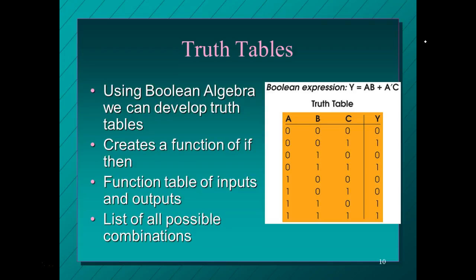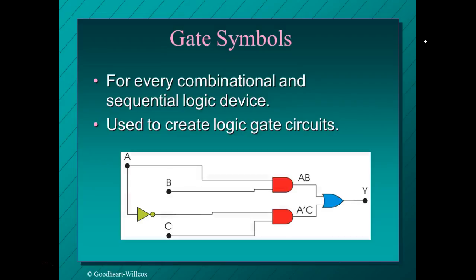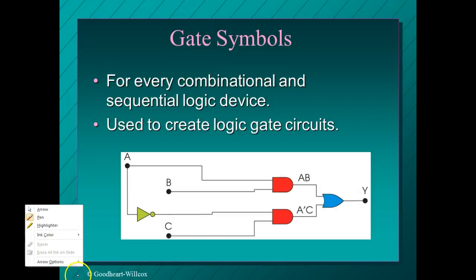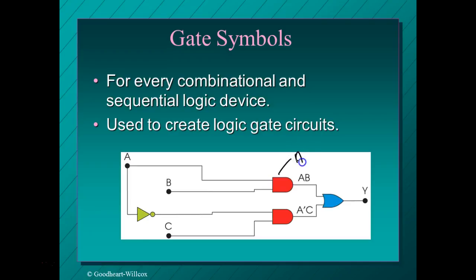Boolean algebra. We can develop a truth table, but we won't worry about truth tables. These are symbols, so everything we have, we'll look at the logic symbol. We will learn the symbols. So this right here is a symbol for an AND. This is a symbol for an OR. This is a symbol for a NOT.